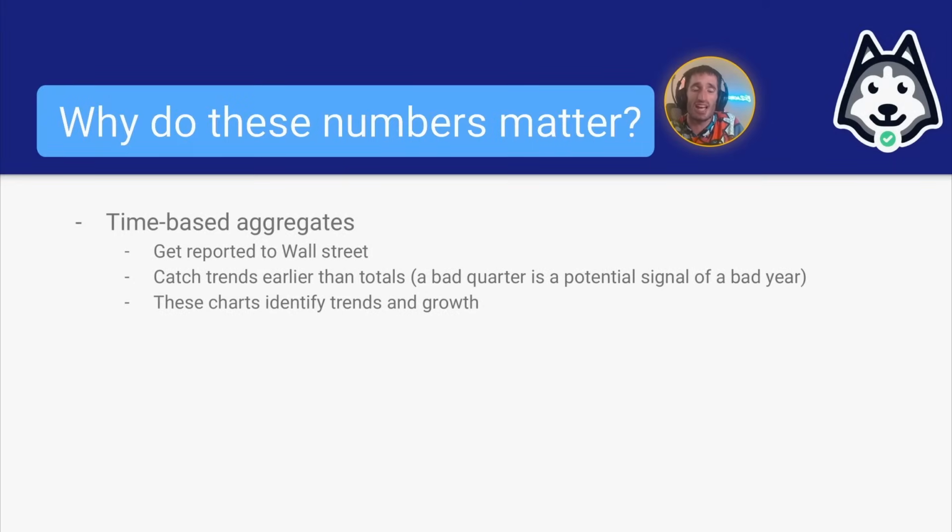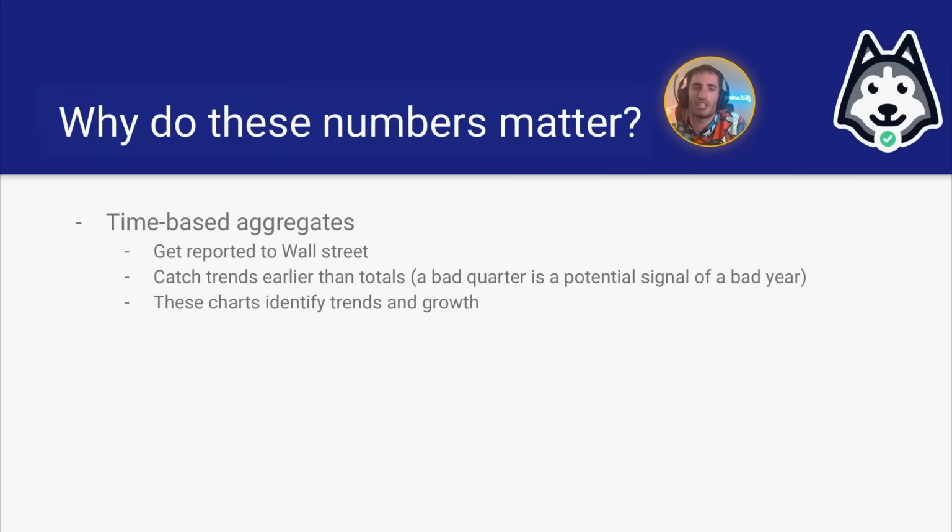Then you have time-based aggregates. These are going to be a little bit different, right? You can catch trends earlier this way. A bad quarter is a potential signal of a bad year. You can see that happen. I don't know if y'all saw Facebook stock over the last year. It went from 300 to 90 back to 300. Some crazy stuff. And with these charts, it's all about growth and trends and where the stock is going. That's what these time-based aggregates are going to be.